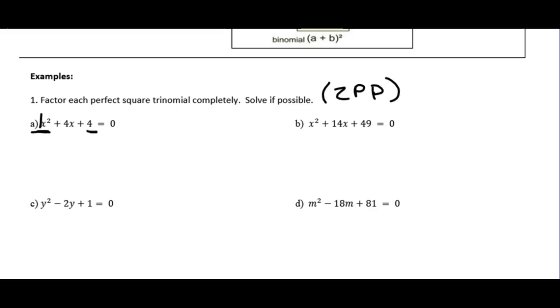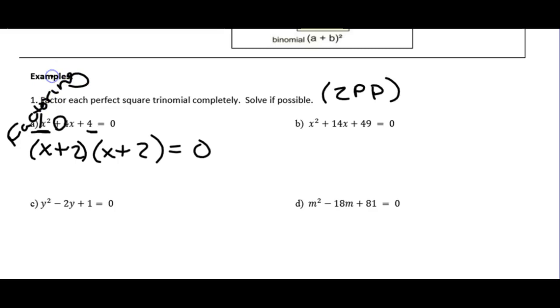To factor this, I would just take the square root of that first term, which would be x or 1x. Our sign's a plus, so it's going to be a plus. And what is the square root of 4? It is 2. So there's my factoring. That's factoring.